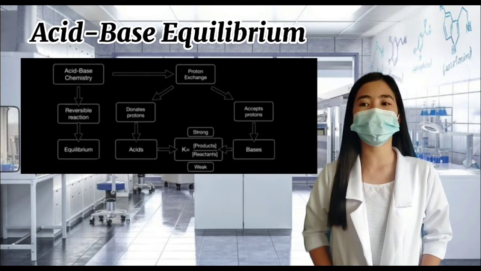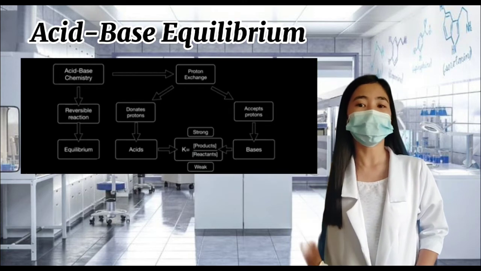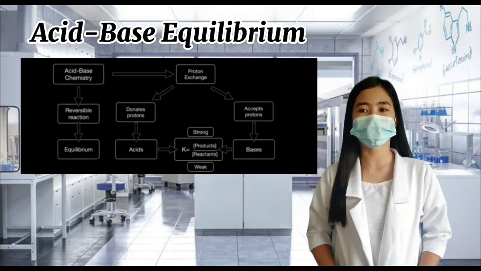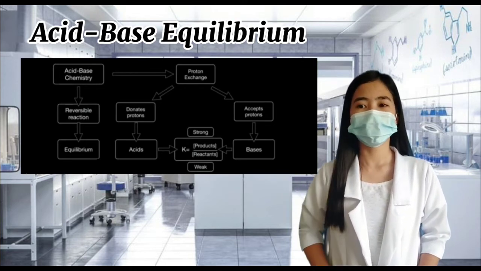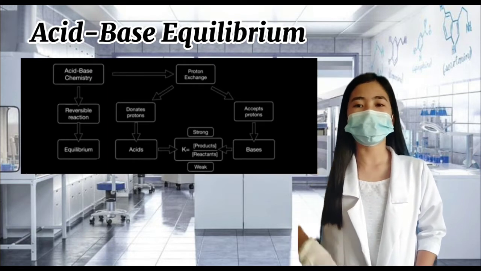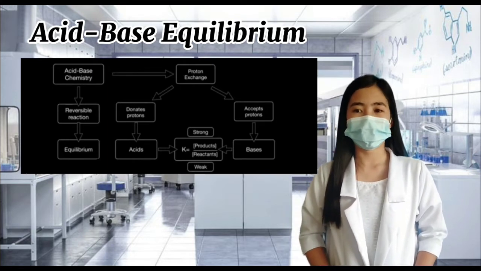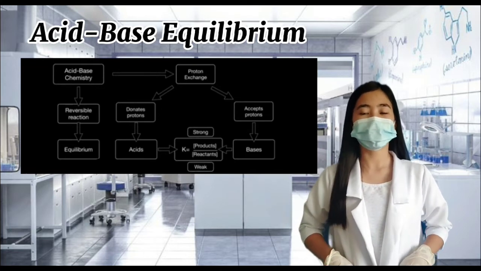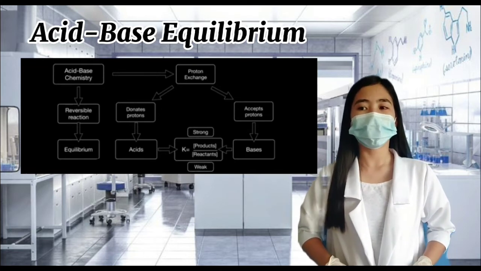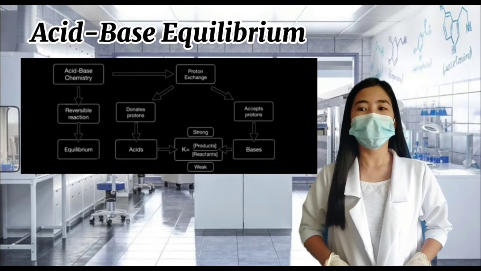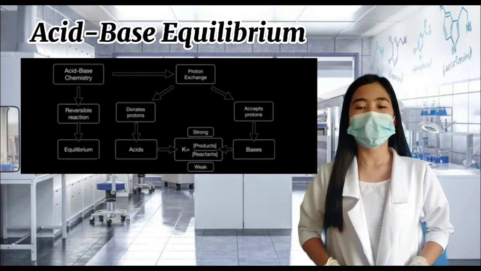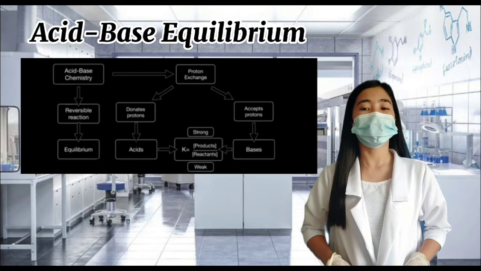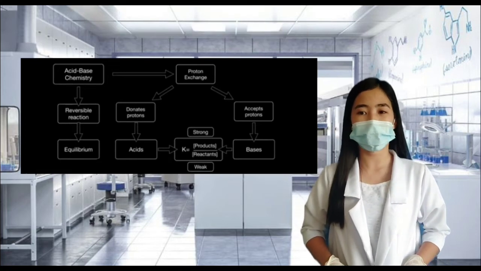So what is an acid or a base? Remember that it all relates to proton exchange. If you donate protons, it is an acid. And if you accept protons, then it is a base. So we can measure the equilibrium constant of acids and bases and determine if they are strong or weak, and we can also combine acids and bases together, and then it is called a neutralization reaction.